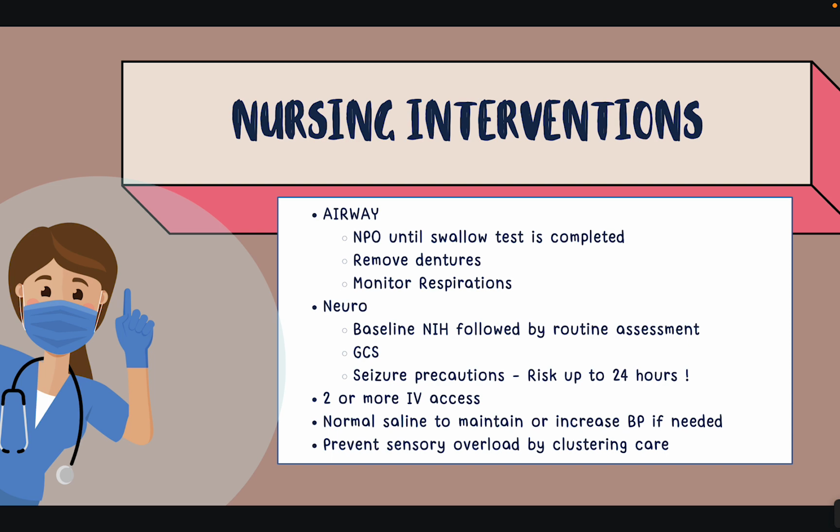All right, so nursing interventions. So this is for whatever type of stroke the patient has. You want to make sure that their airway is okay, of course. You're going to keep these patients NPO until the swallow test has been complete and they have cleared this patient to eat. You're going to remove any dentures if they have any, and make sure to label and store it or give it to the family member and document it. And then you're also going to be monitoring your respirations on this patient.